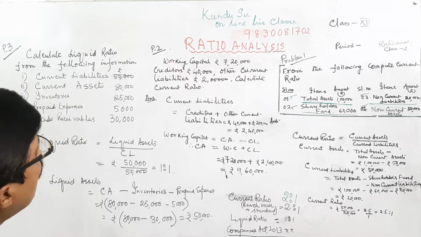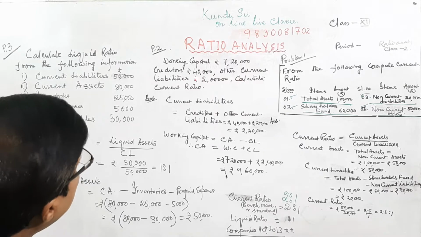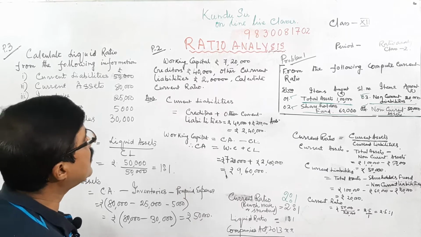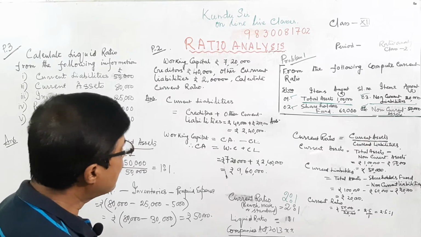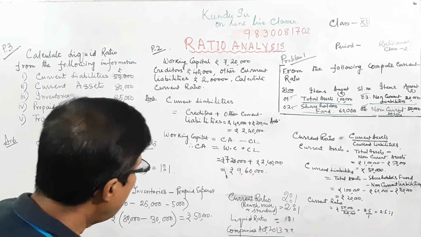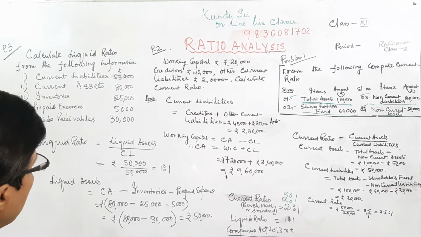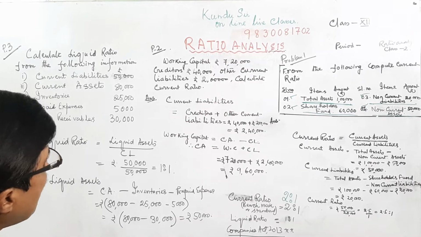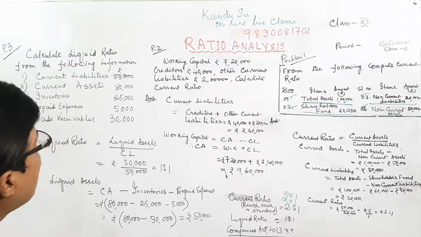In this problem, working capital is 7,20,000, creditors 40,000, and other current liabilities 2 lakh. Calculate the current ratio. What is the current ratio? It equals current assets by current liabilities. How can we get the current liabilities? Current liabilities are creditors plus other current liabilities, equal to 40,000 plus 2 lakh, which is 2,40,000. So we have got the current liabilities.